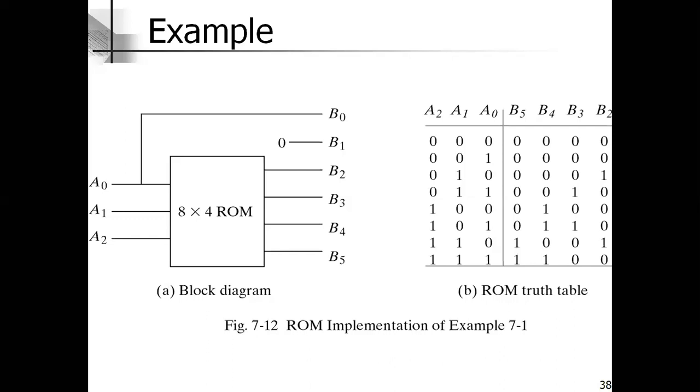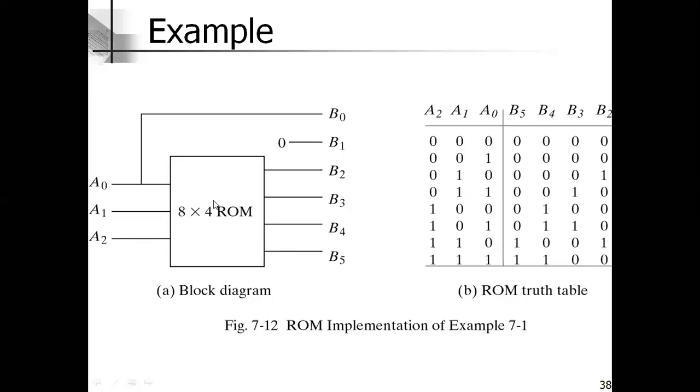So what is the internal decoder for this? K by 2 power k decoder. Directly I will give here a ROM structure. But what is the internal decoder for a k by 2 power k decoder? It means 3 by 2 power 3, that is 8. So a 3 by 8 decoder is required for the 8 by 4 ROM implementation.